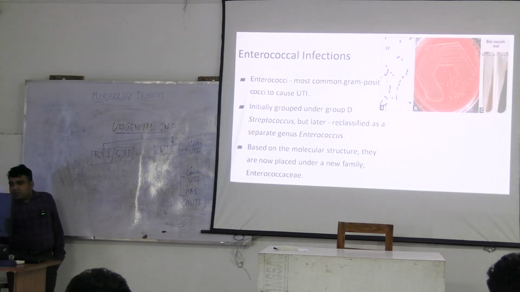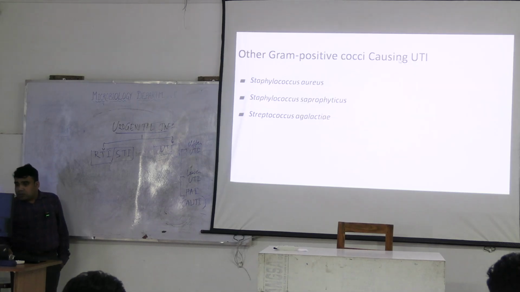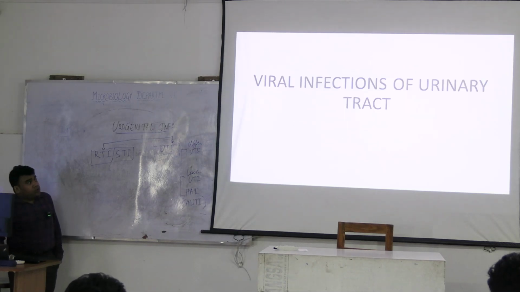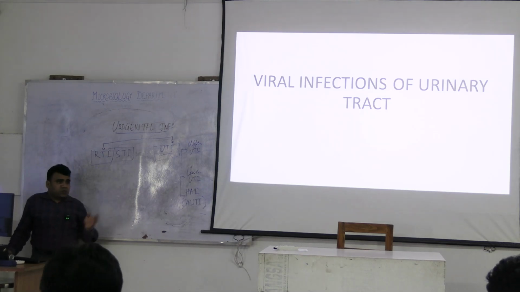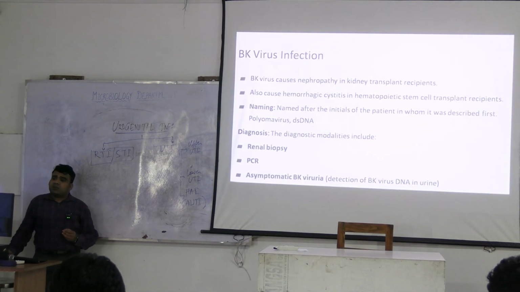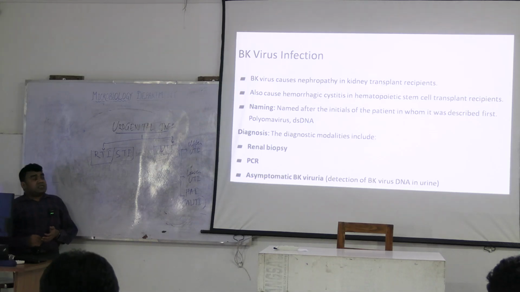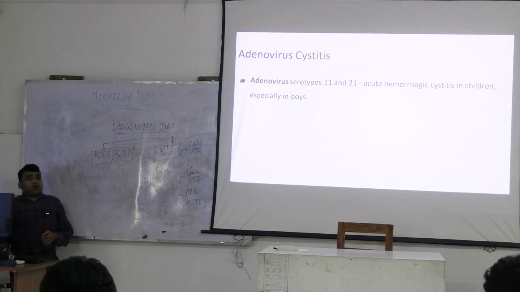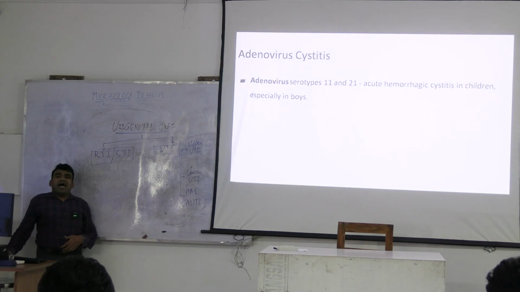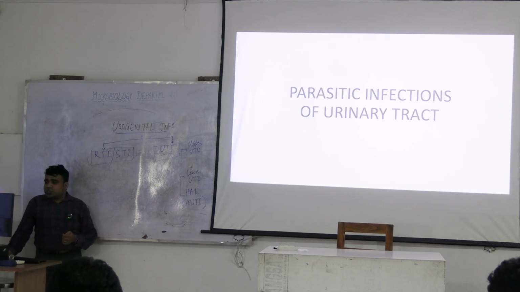Now this is the picture of Enterococcus. You can see gram-positive cocci. Okay. Now coming to viral infections of the urinary tract, most of the infections are caused by bacteria, but sometimes virus infection can also be seen. An important noted agent is called BK virus, named after the initials of the patient. It causes nephropathy in renal transplant recipients. That means in transplanted kidneys, these infections are more commonly seen. Alternatively, in the community, we can find adenovirus cystitis leading to hemorrhagic cystitis, that is hematuria.